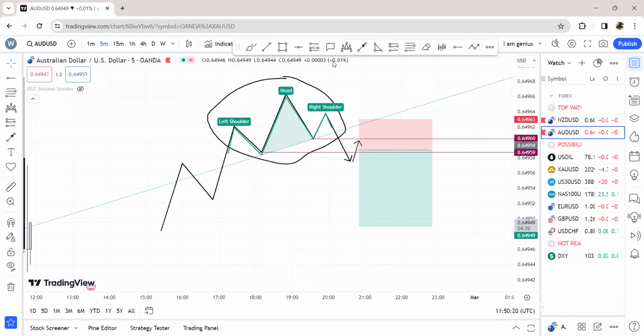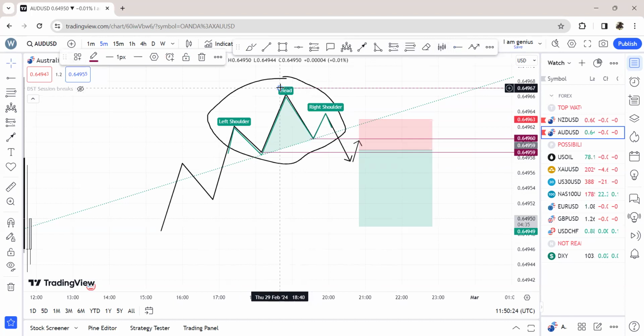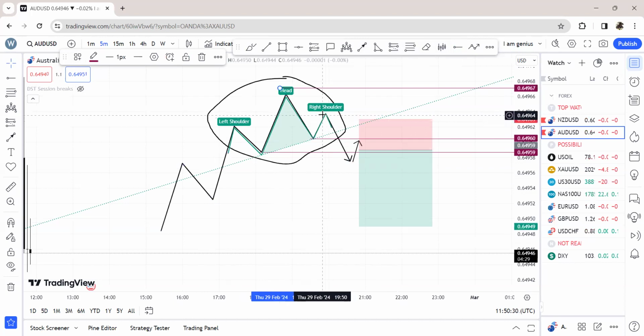Why? Because the market has failed to go past this level, which is a new high. The previous high that the market had made, it had failed to go past that level. You see, this left shoulder didn't reach that line. So because of that, and based on market structure, the market has formed a higher low. Now, a higher low is only present in a bearish market, not in an uptrend. Hence, this tells me that the market is likely to start going down.